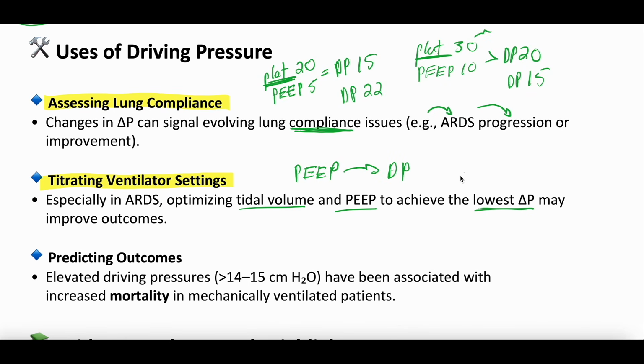If you think they're over distended, you want to titrate the PEEP down. If you think they're under distended, you want to titrate it up. But the driving pressure will help you understand if you made the right decision. Because if that driving pressure goes down, that means your PEEP titration was good. If your driving pressure goes up, that means your PEEP titration was wrong, and you should think about going in the other direction, whether it be up or down.